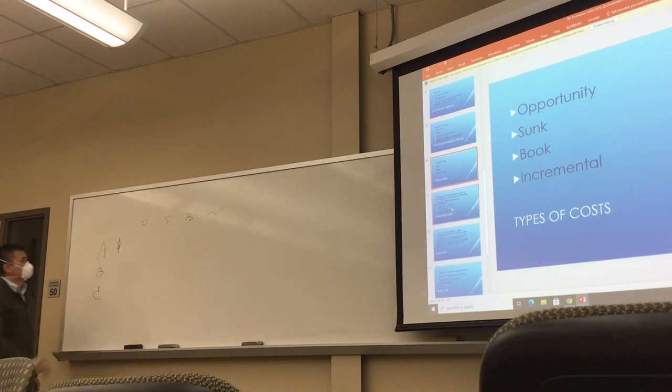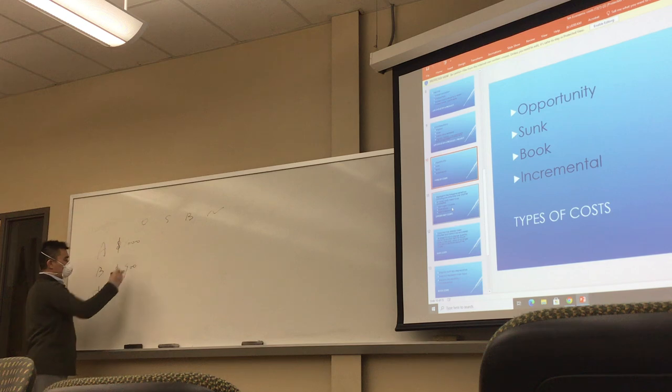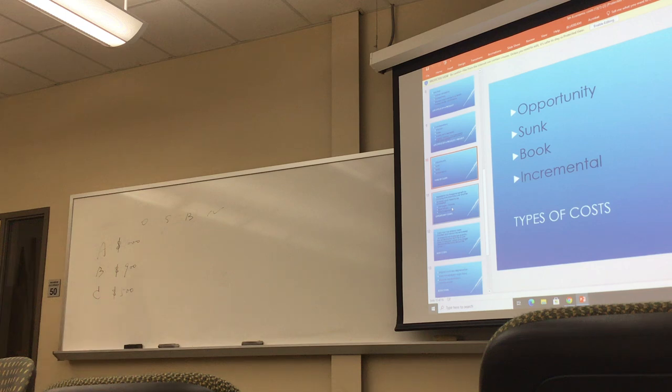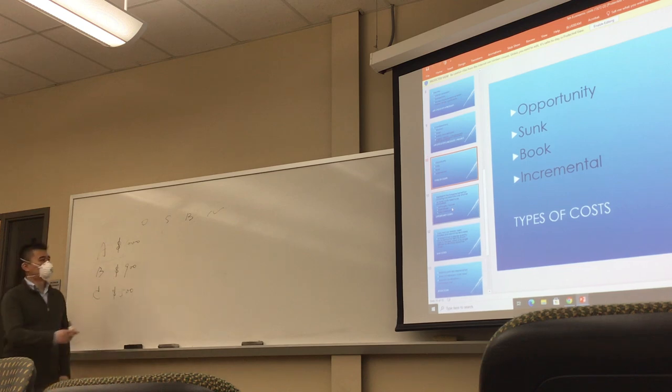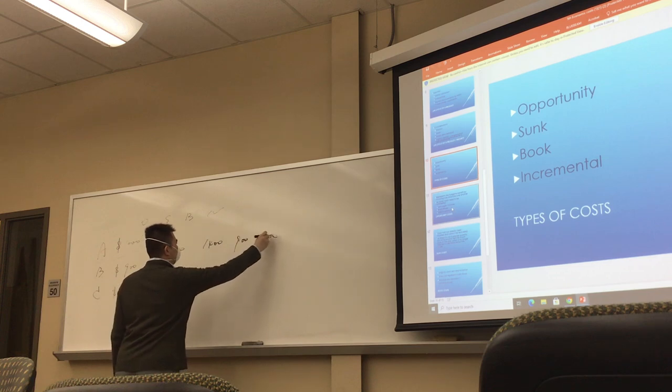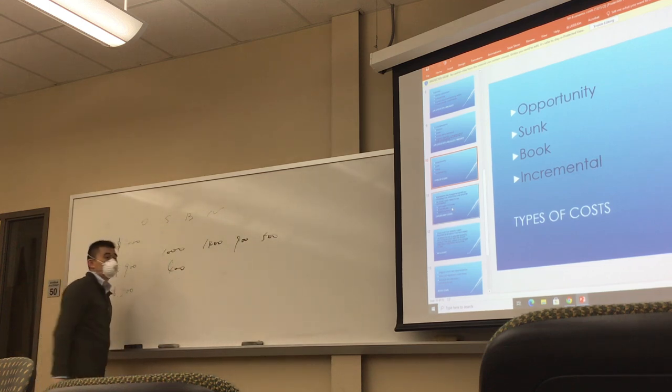If you invest in A, you will get 1,000. If you invest in B, you will get 900. If you invest in C, you will get 500. What is the opportunity cost for A if you invest in A? What is the opportunity cost in this situation? I'll give you several options: $1,900, $500, $1,000, $1,400, $900, or $400. Which one is correct?